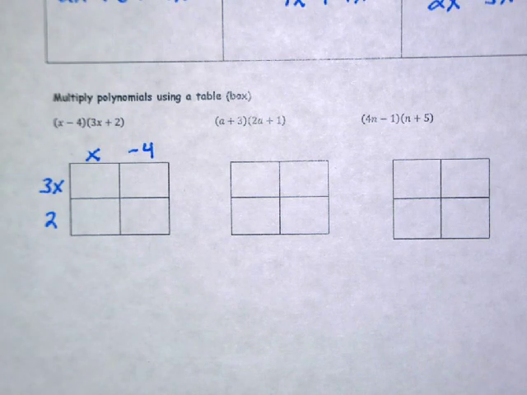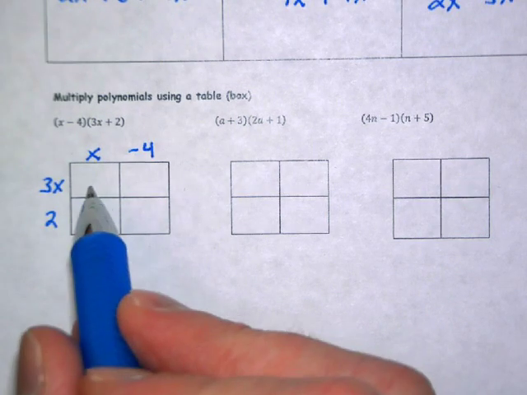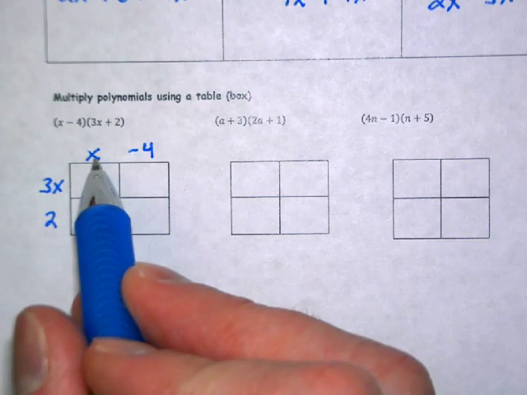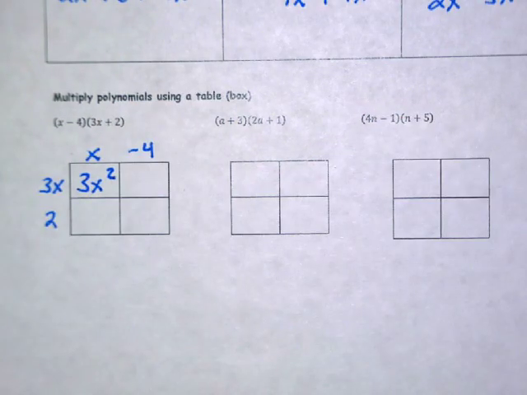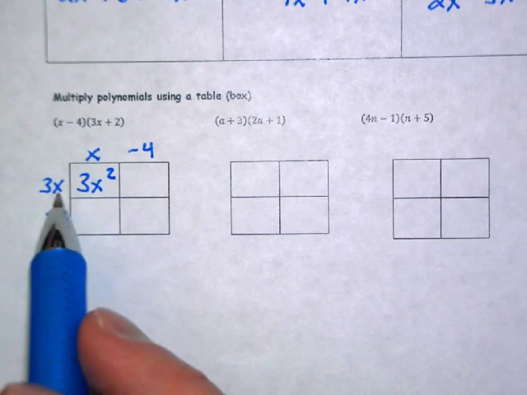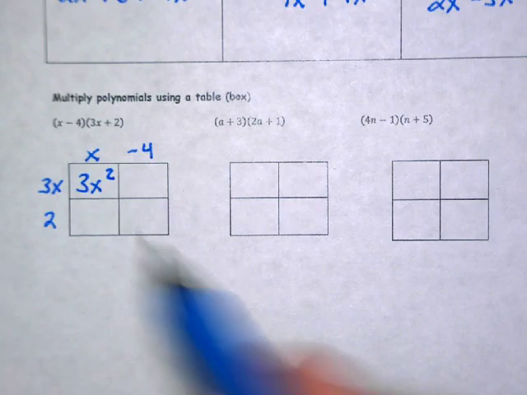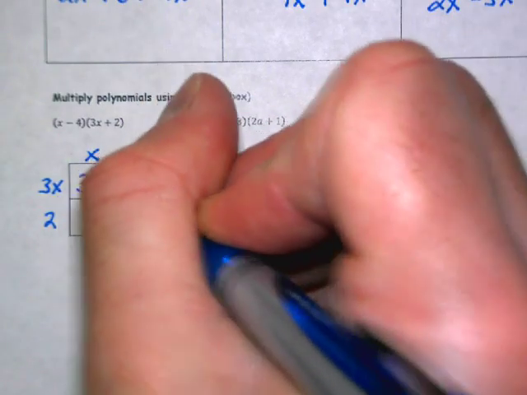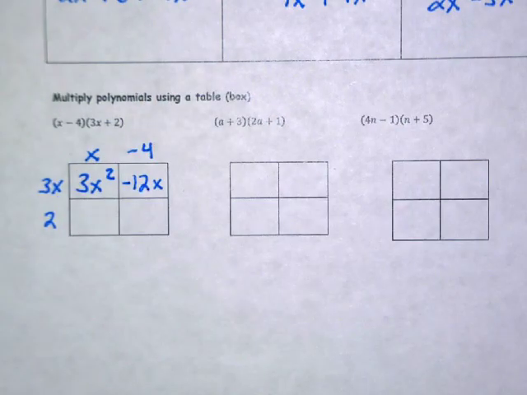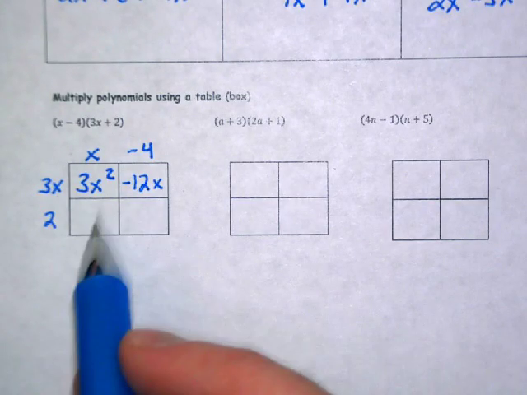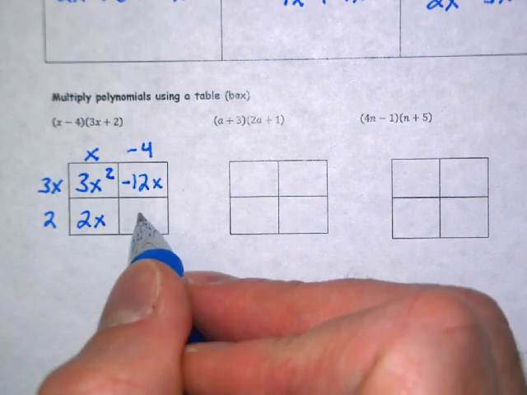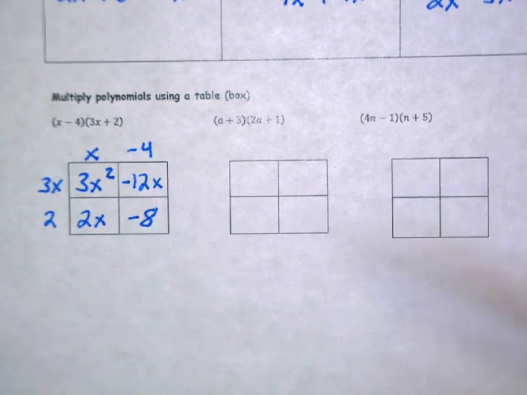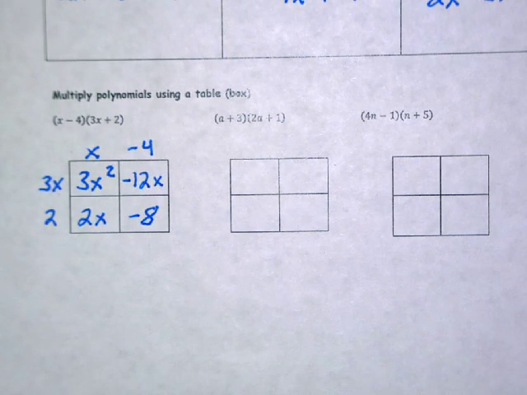And we are multiplying to fill in the boxes. So this first box here is 3x times x. So that's going to give us 3x squared. Your next box, 3x times negative 4, gives you negative 12x. Here we go to the bottom row. What is 2 times x? 2x. And 2 times negative 4? Negative 8. Good. All right. So the box is filled in.